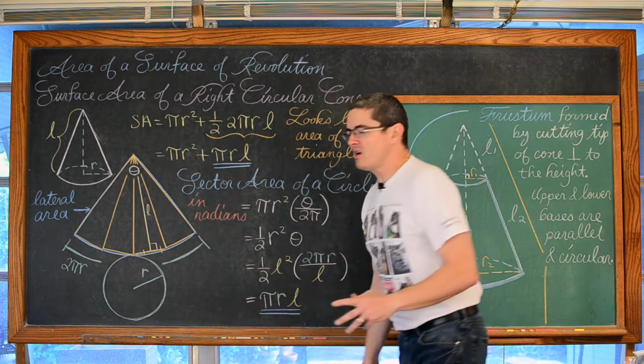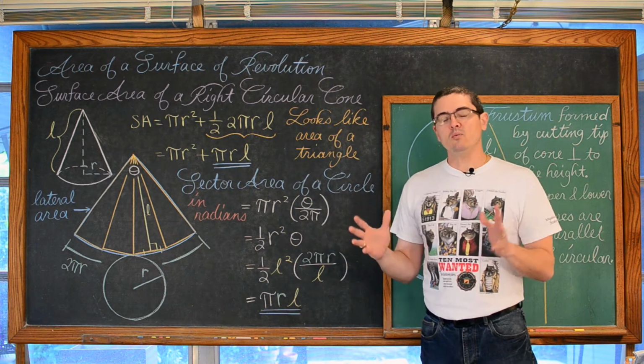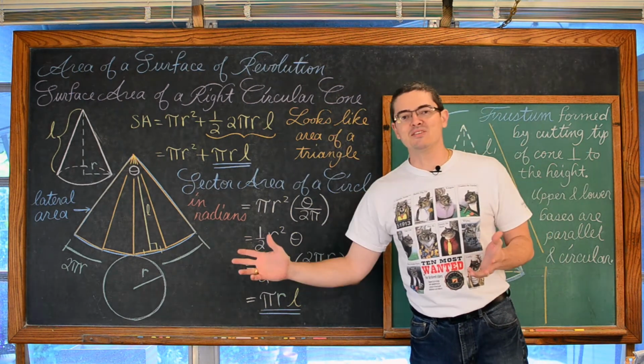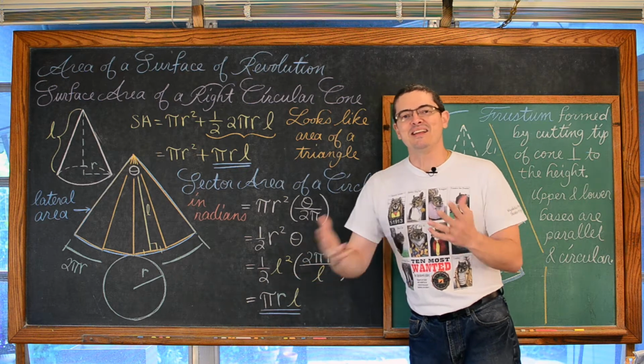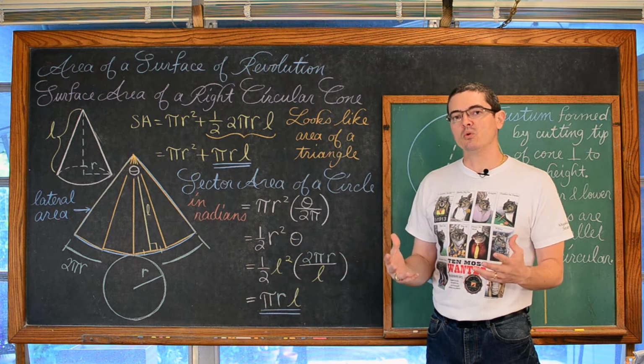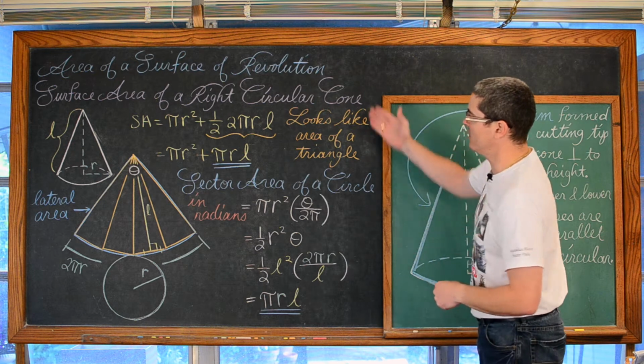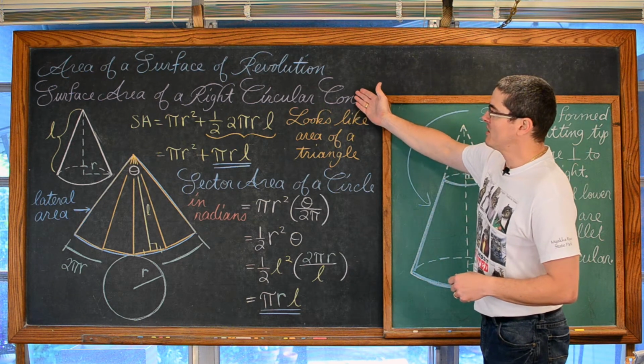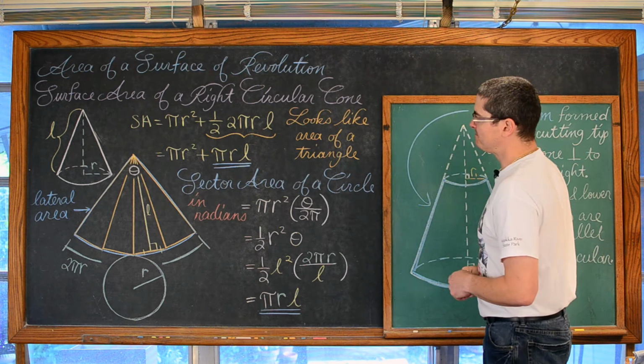Okay, so to start this off, we are going to relate what we already know from our studies way back in geometry that we might have forgotten, and see how it helps us develop this rule that we're going to use in this lesson. The surface area of a right circular cone.